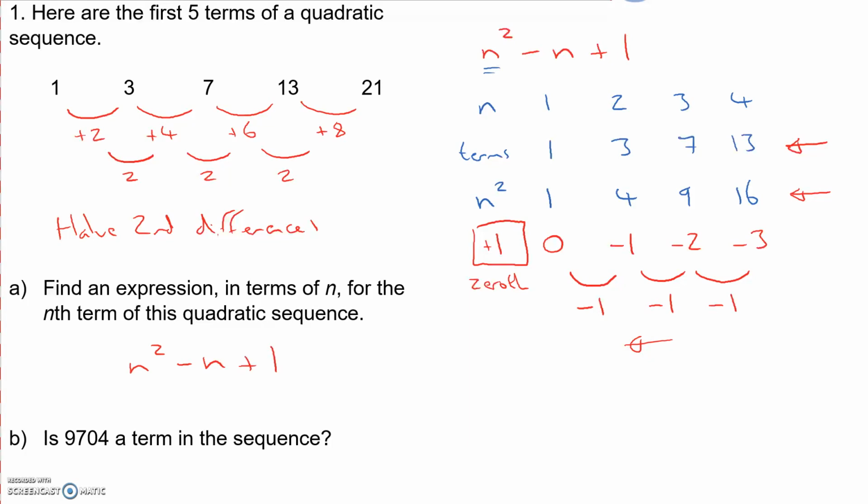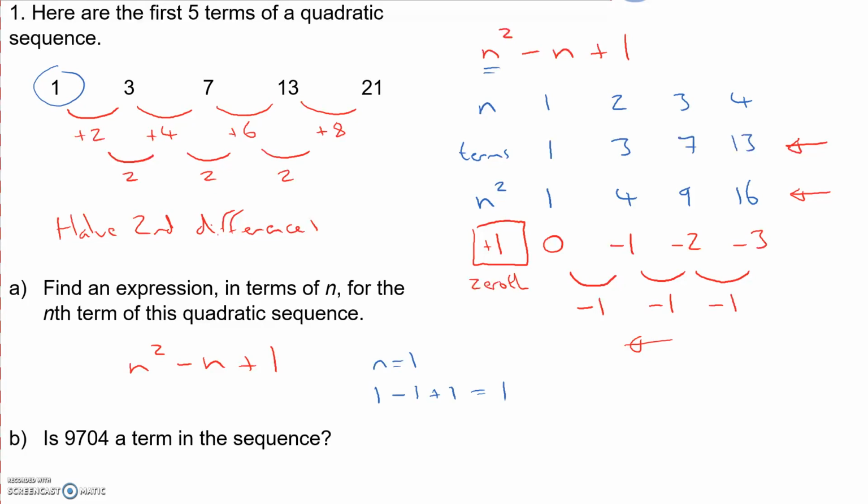Right, now we better just check that works out. So if we're correct, then we should be able to check out, right? So when n is 1, okay, let's substitute 1 into this nth term rule. N squared is going to give us 1 squared, which is 1. Subtract 1 lot of n, which is just 1. And then plus 1 gives us this. Well, 1 minus 1 is 0, plus 1, that gives me 1, which is indeed the first term.